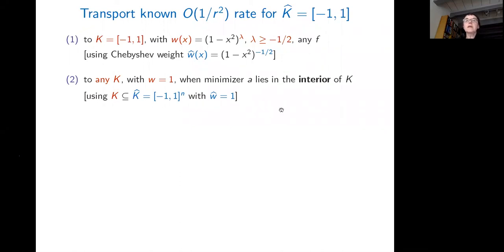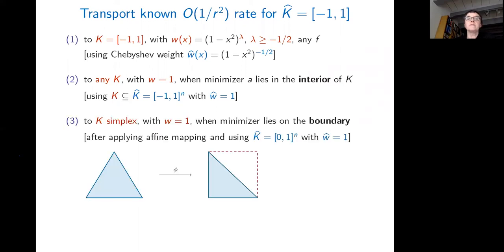The next thing we can do is any compact set K equipped with a Lebesgue measure. So W is 1 means the Lebesgue measure. And in the case when the minimizer lies in the interior of K, then you just put your compact set K inside a big box equipped with a Lebesgue measure and you're done. So we only have to worry from now on about the situation when the global minimizer is on the boundary of the set.